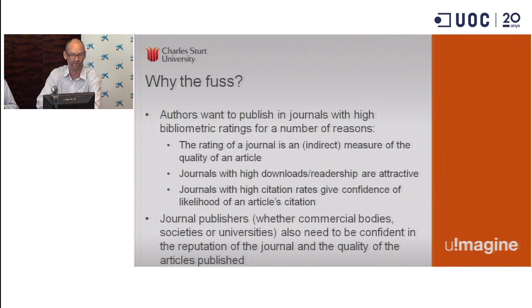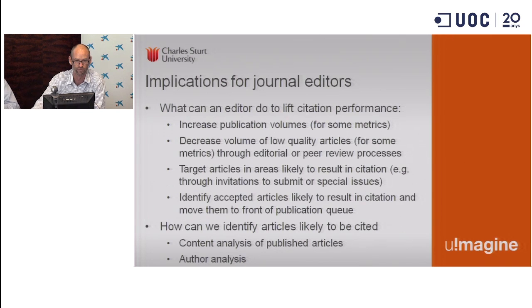Journal publishers, whether they're commercial bodies or societies or universities that are funding journals, want to be confident in the reputation of the journal because they want to be confident that they're not wasting their money. And so they're looking for any kind of measure of the quality of the articles published in a journal. So what are the implications of all of this for journal editors?